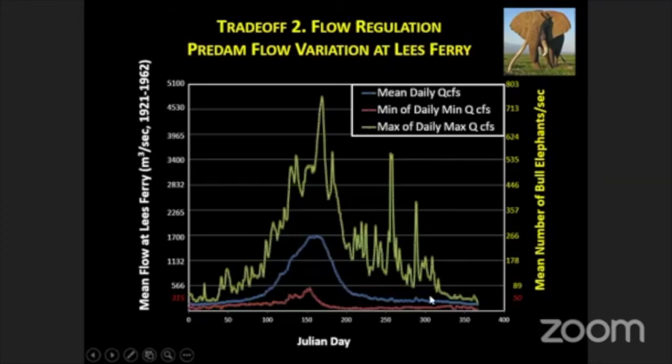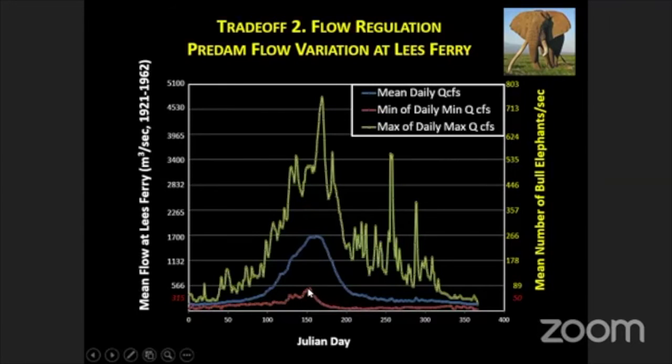That's the mean average flow in both pre-dam and post-dam time. But in pre-dam time, we would have as many as about 750 bull elephants racing by per second. This is bull elephants as a measure of water. A bull elephant weighs about 7 tons, so doing the calculations on these, the graph here is in the number of elephants per second running by Lee's Ferry. So one thing you can see is that the elephant races were kind of not very dramatic when it comes to the minimum flows that came by.